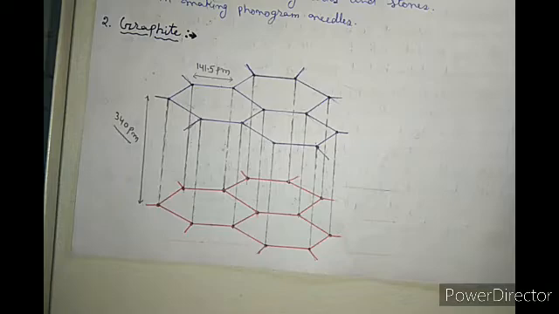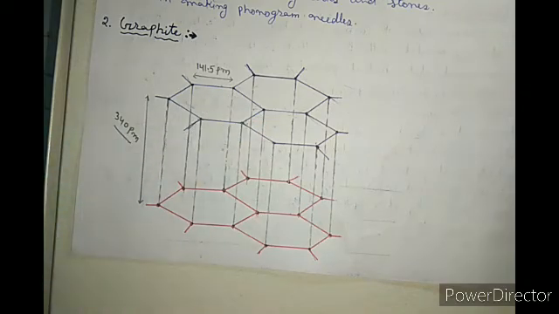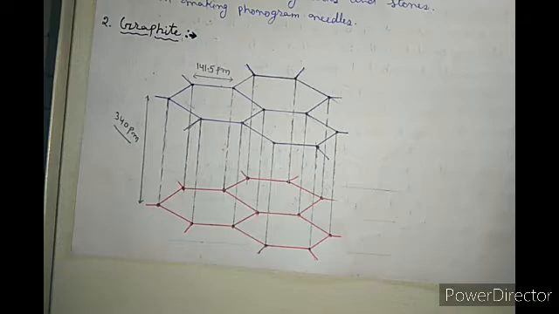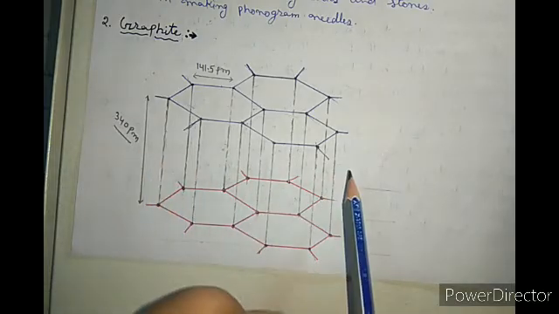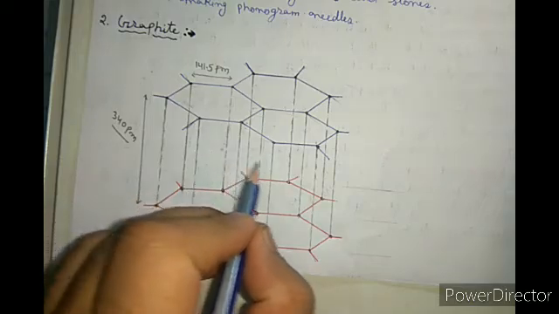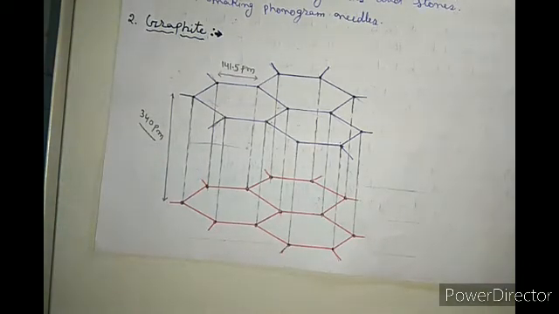Now, out of four valencies, three are satisfied here, and one is delocalized bonding but it is not stable. So only three valencies are satisfied, and one valency, that means one electron, is free. Because of the presence of the free electron and the large space between the layers of graphite, it is a good conductor of electricity, because that free electron can move and easily conduct electricity. That's why graphite is a good conductor of heat and electricity.